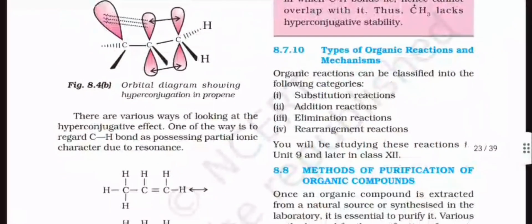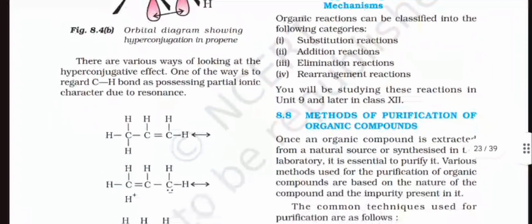Types of organic reactions and mechanisms. Organic reactions can be classified into the following categories: substitution reactions, addition reactions, elimination reactions, and rearrangement reactions.